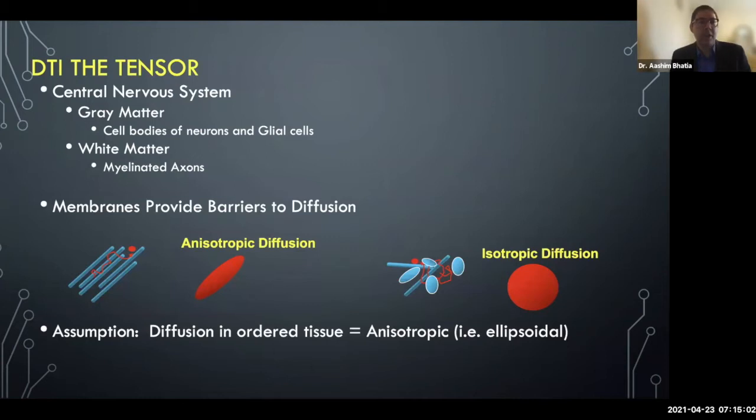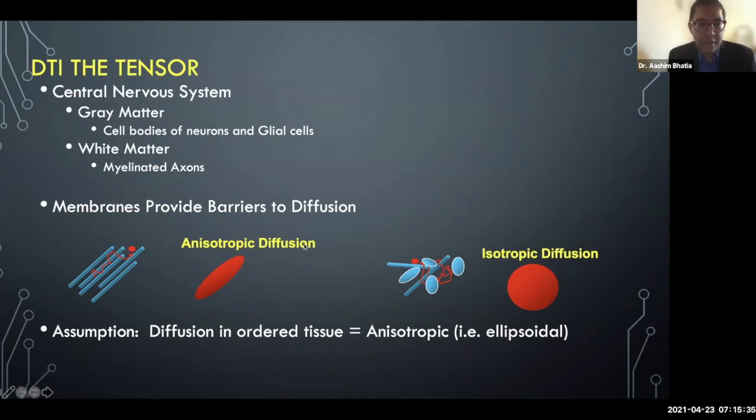I wanted to make a point on diffusion tensor imaging because we're talking about infiltrating tumors. When we try to differentiate infiltrating tumors, what does it really mean to be an infiltrating tumor? DTI kind of helps in this case. If you think about the central nervous system, it's made of gray matter and white matter, a well-structured anatomy. And these membranes within the brain provide barriers for diffusion. And when you have these barriers, you have anisotropic diffusion.